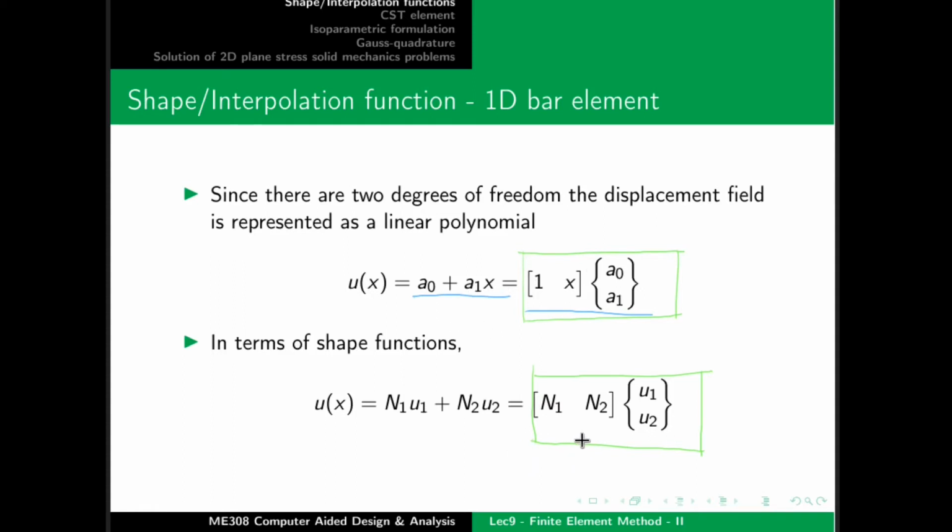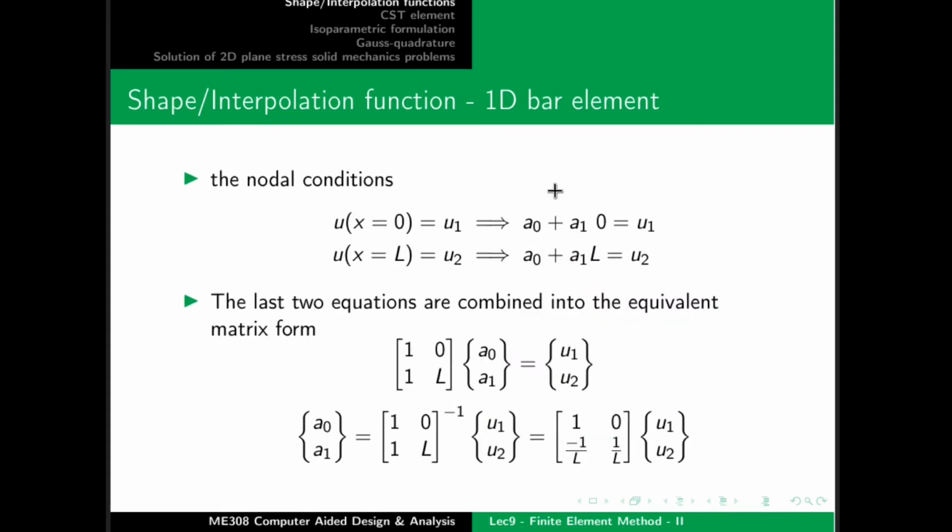So here, in order to find out the expression for N1 and N2, that's the functional forms of shape functions, we have to calculate a0 and a1. To find out a0 and a1, we will apply the nodal conditions, that is, we have a linear element.